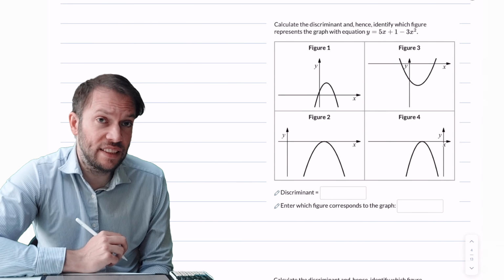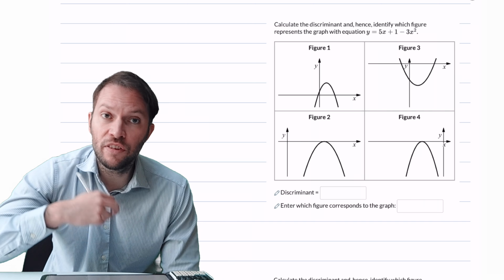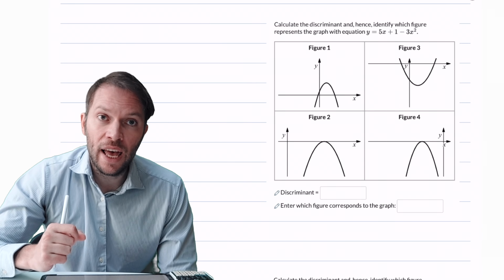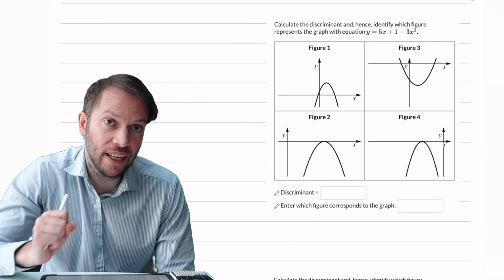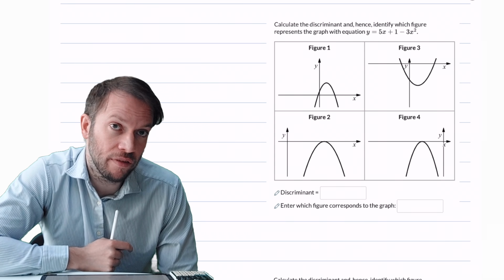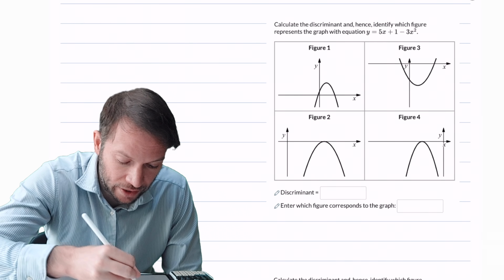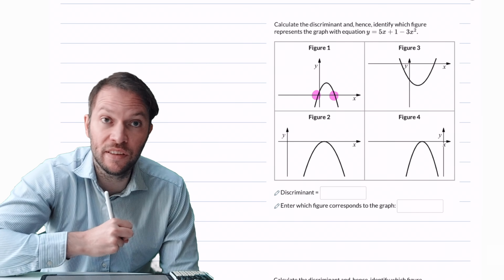In this video, we're going to identify a quadratic graph by using the discriminant. And remember, the discriminant was a way of working out how many roots a quadratic equation has. And by roots, I mean x-intercept of the graph. So for example, I can see that this figure 1 has 2 roots, it has 2 intercepts.